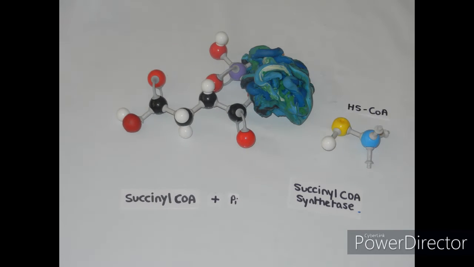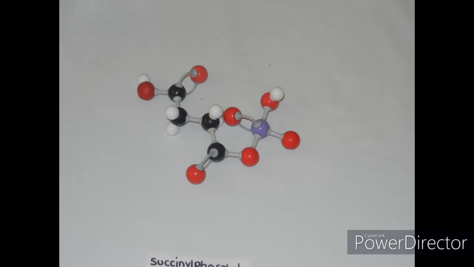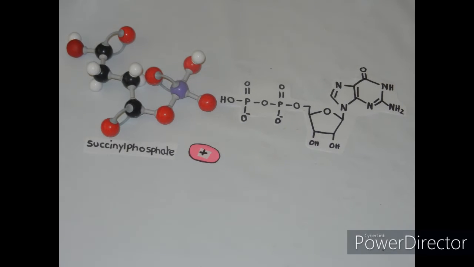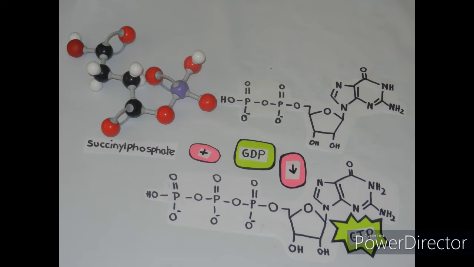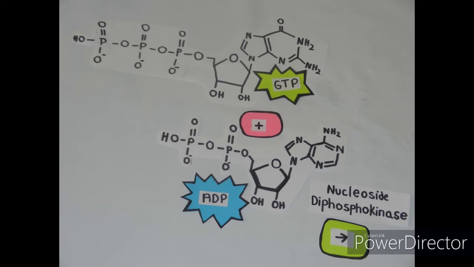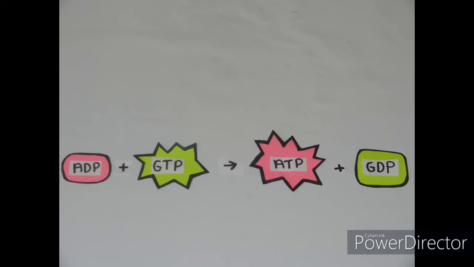This division releases free energy, which is utilized to attach a phosphoryl group onto a guanosine diphosphate molecule, forming guanosine triphosphate. This is catalyzed by succinyl-CoA synthetase. The GTP is used to form ATP molecules, with the reaction ADP plus GTP plus nucleoside diphosphokinase goes to ATP plus GDP.